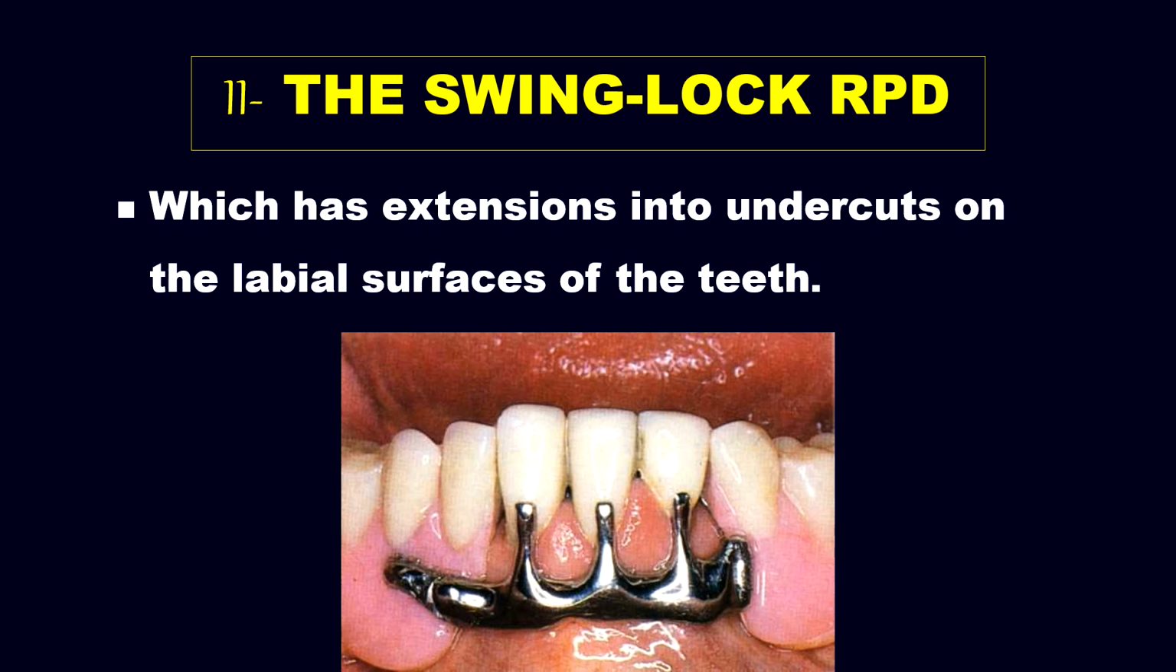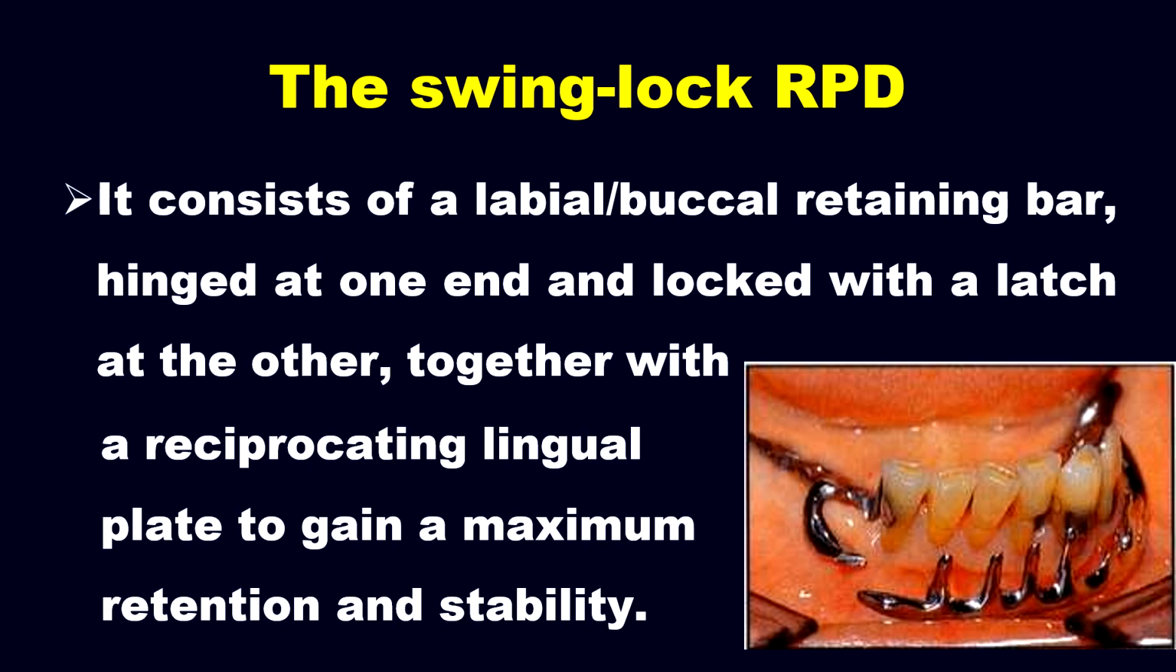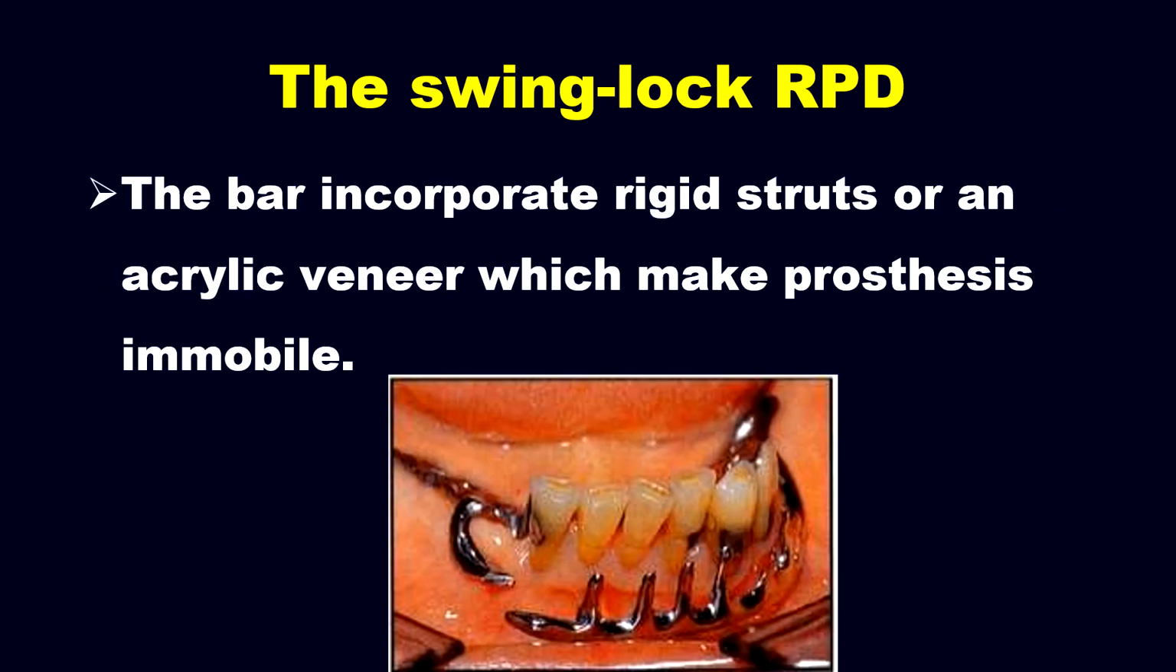Speaking of this RPD, it has extensions into the undercuts of the labial surfaces of the teeth. It consists of a labial or buccal retaining bar hinged at one end and locked with a latch at the other. Together, both act with a reciprocating lingual plate to gain maximum retention and stability. The bar incorporates rigid struts or an acrylic veneer, which makes the prosthesis immobile.